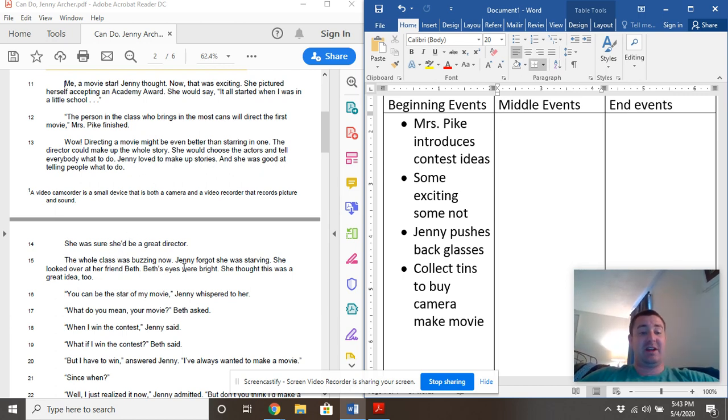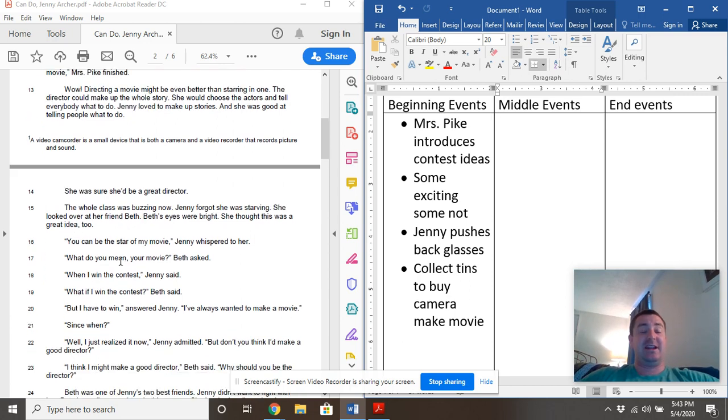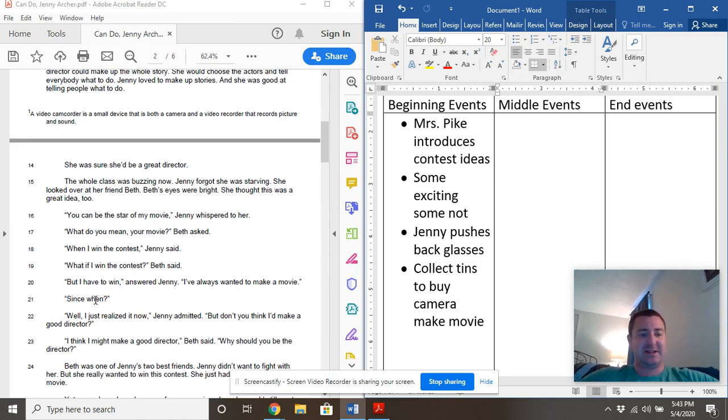The whole class was buzzing now. Jenny forgot she was starving. She looked over at her friend Beth, and Beth's eyes were bright. She thought this was a great idea too. "You can be in my movie," Jenny whispered to her. "What do you mean, your movie?" Beth asked. "When I win the contest," Jenny said. "Well, what if I win the contest?" Beth said.